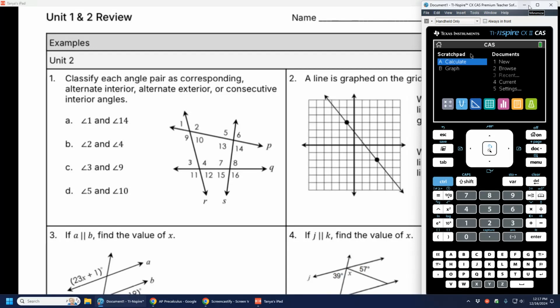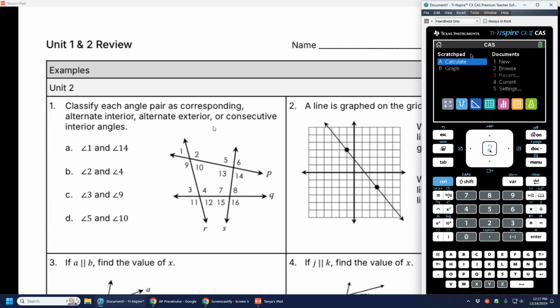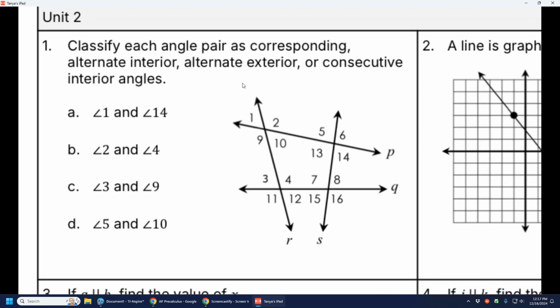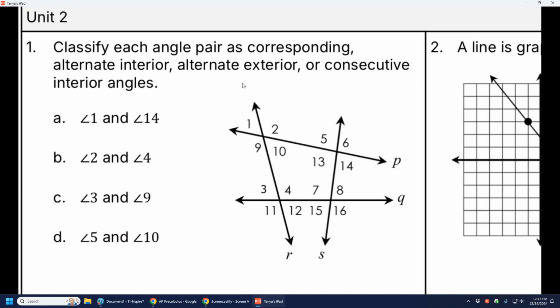Hey guys, so last review before semester exam is going to go over Unit 1 and Unit 2. So we are going in backwards order, so we're going to start with Unit 2, which was all about parallel and perpendicular lines. So first up, classify each angle pair as either corresponding, alternate interior, alternate exterior, or consecutive interior.